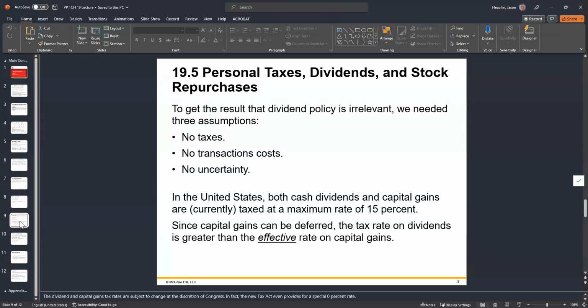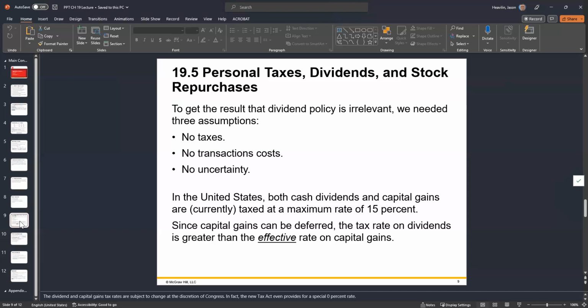So let's touch a little bit on personal taxes, dividends, and stock repurchases so we can establish those differences. To get the result that dividend policy is irrelevant, we needed 3 assumptions. No taxes, no transactional costs, no uncertainty. Let me repeat that. Earlier, I mentioned that your required return on a firm would be the same whether it's a combination of capital gains and dividends or just capital gains without dividends. They just add up together that way. However, that value is the same when there's no taxes involved.